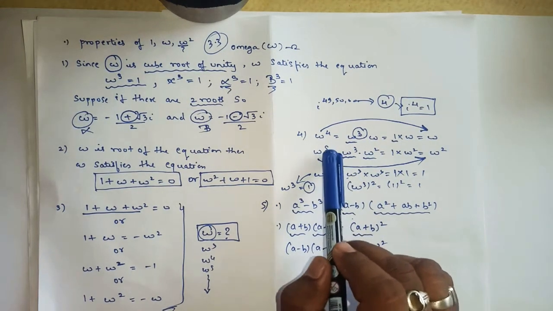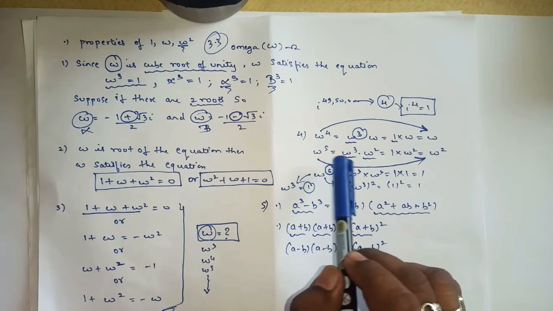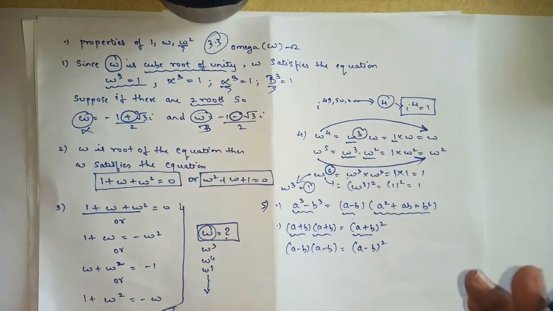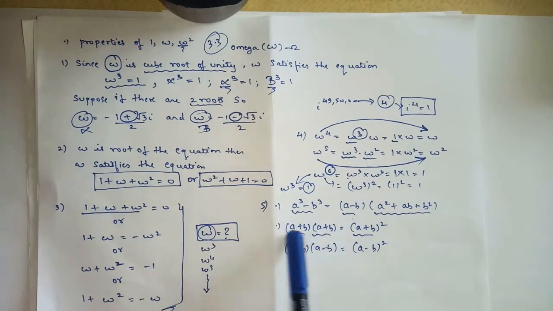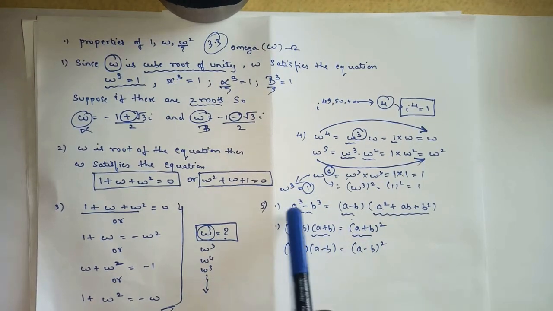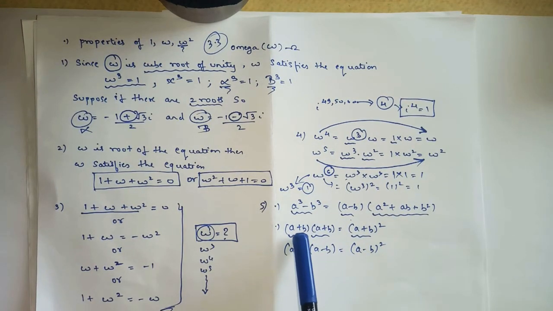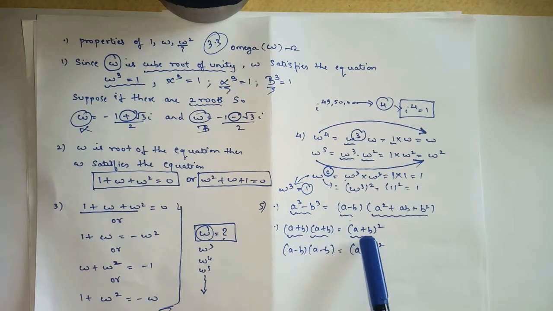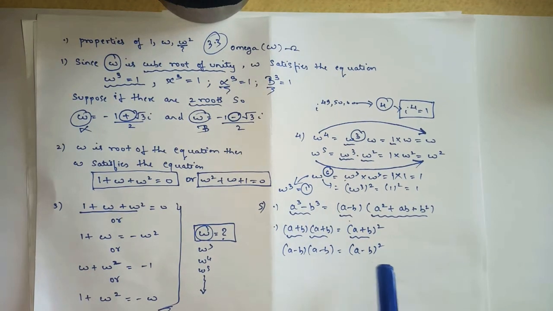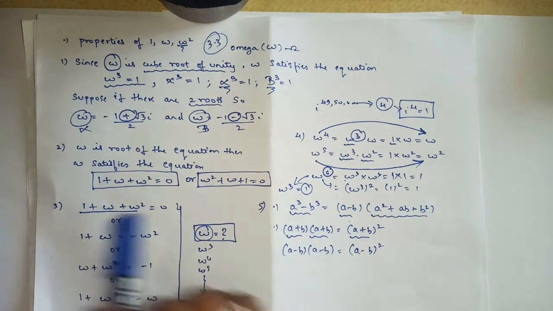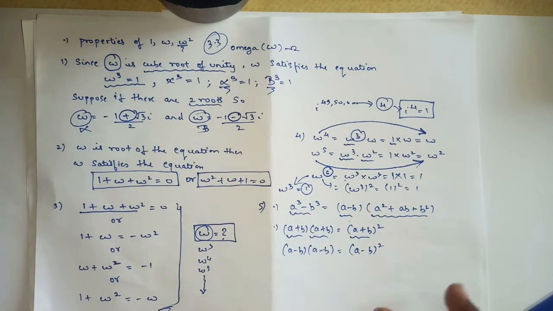Whenever you have any power, try to break the power always with respect to 3 only, and try to remember these basic identity formulas: a cube minus b cube. And whenever you come across a plus b, straight away you can write it as a plus b the whole square. Whenever you have a minus b, you can write it as a minus b the whole square. So this was the basic thing which we had done in the last video lecture.